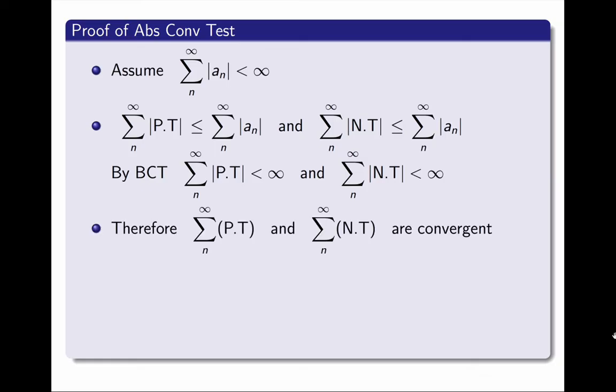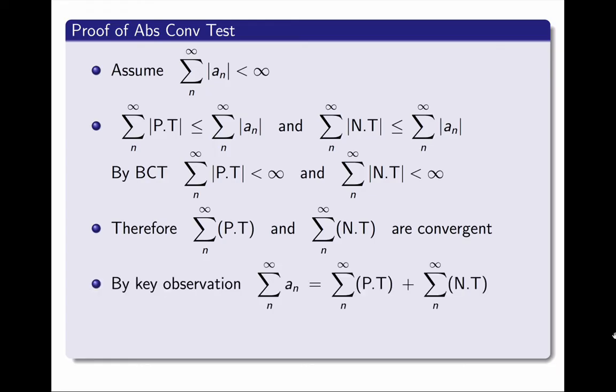That means that the sum of the positive terms and the sum of the negative terms are themselves convergent, because they are equal to plus in the first case and minus in the second case, the previous two sums. Then, by the key observation we made earlier, the original series is equal to the sum of these two, and it is convergent. That is what I wanted to prove. We're done.